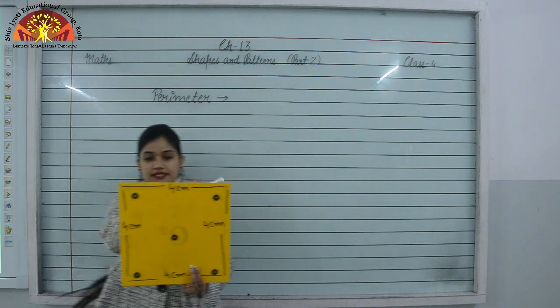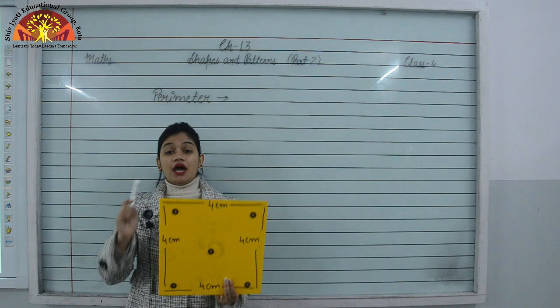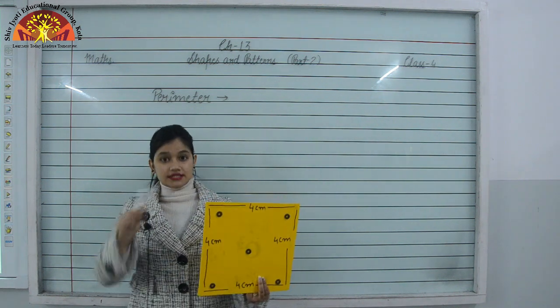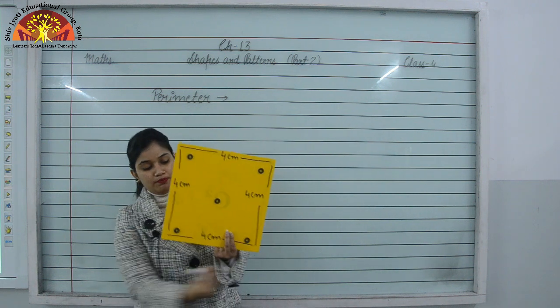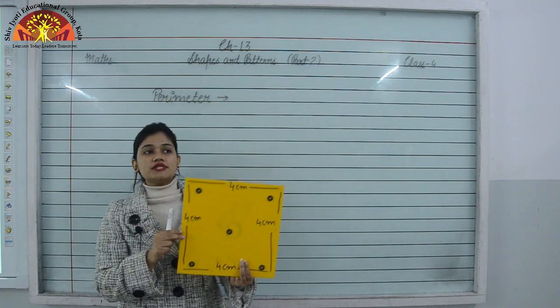You can see this is the boundary of this figure. Okay, and what is the perimeter? The perimeter is the total length. Total length means this plus this plus this plus this.